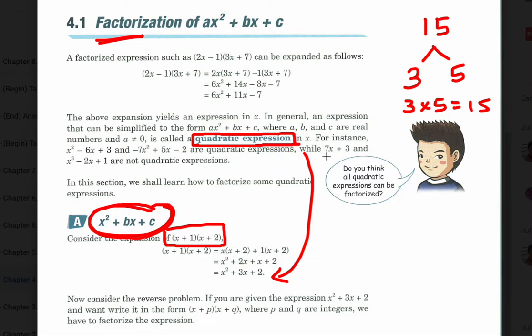And you probably remember that 7x plus 3 is actually a linear expression. It will make a straight line on the graph. Okay, so from now on, if you hear quadratic expression, all we're saying is that it's an algebraic expression that follows the format ax squared plus bx plus c, and its highest power for the x variable is squared.